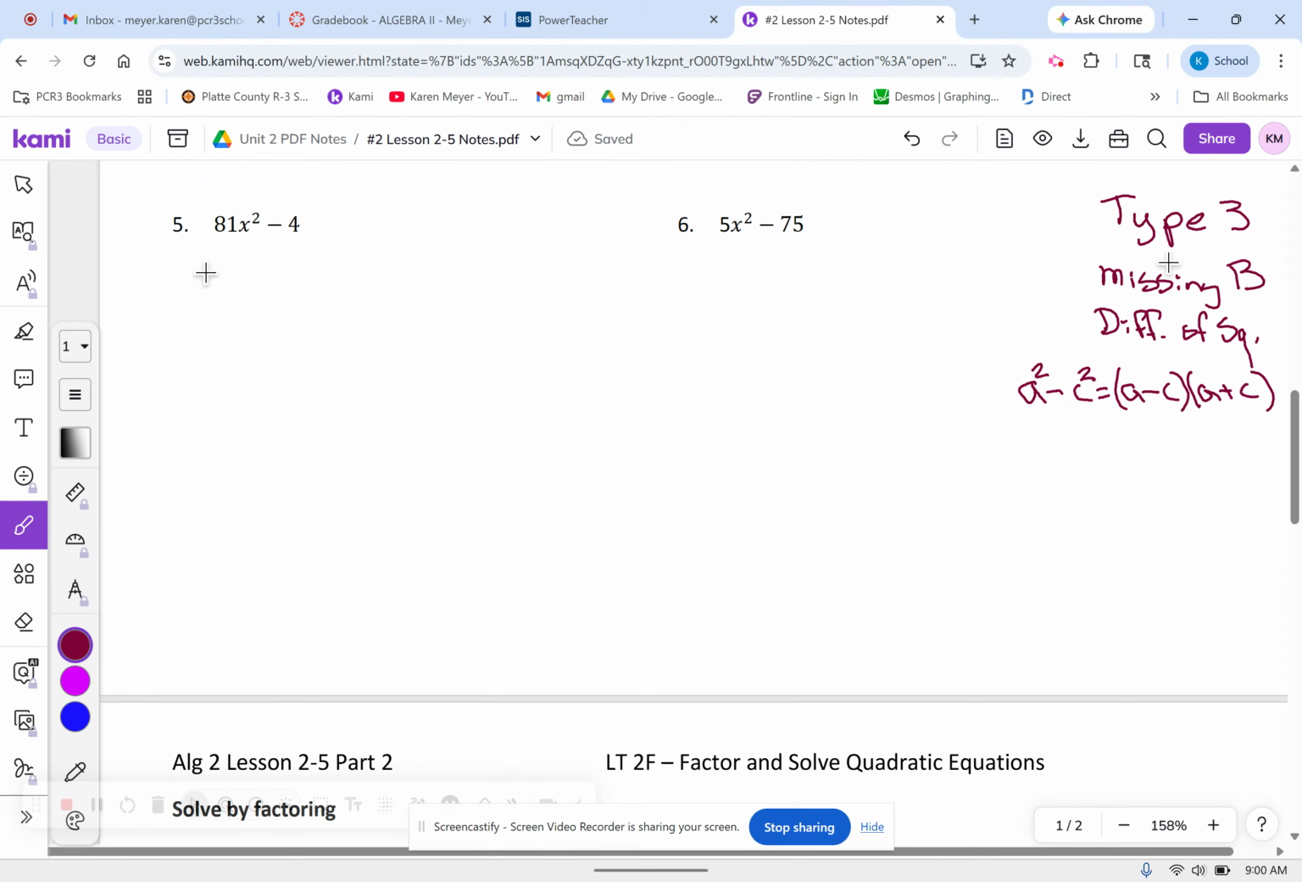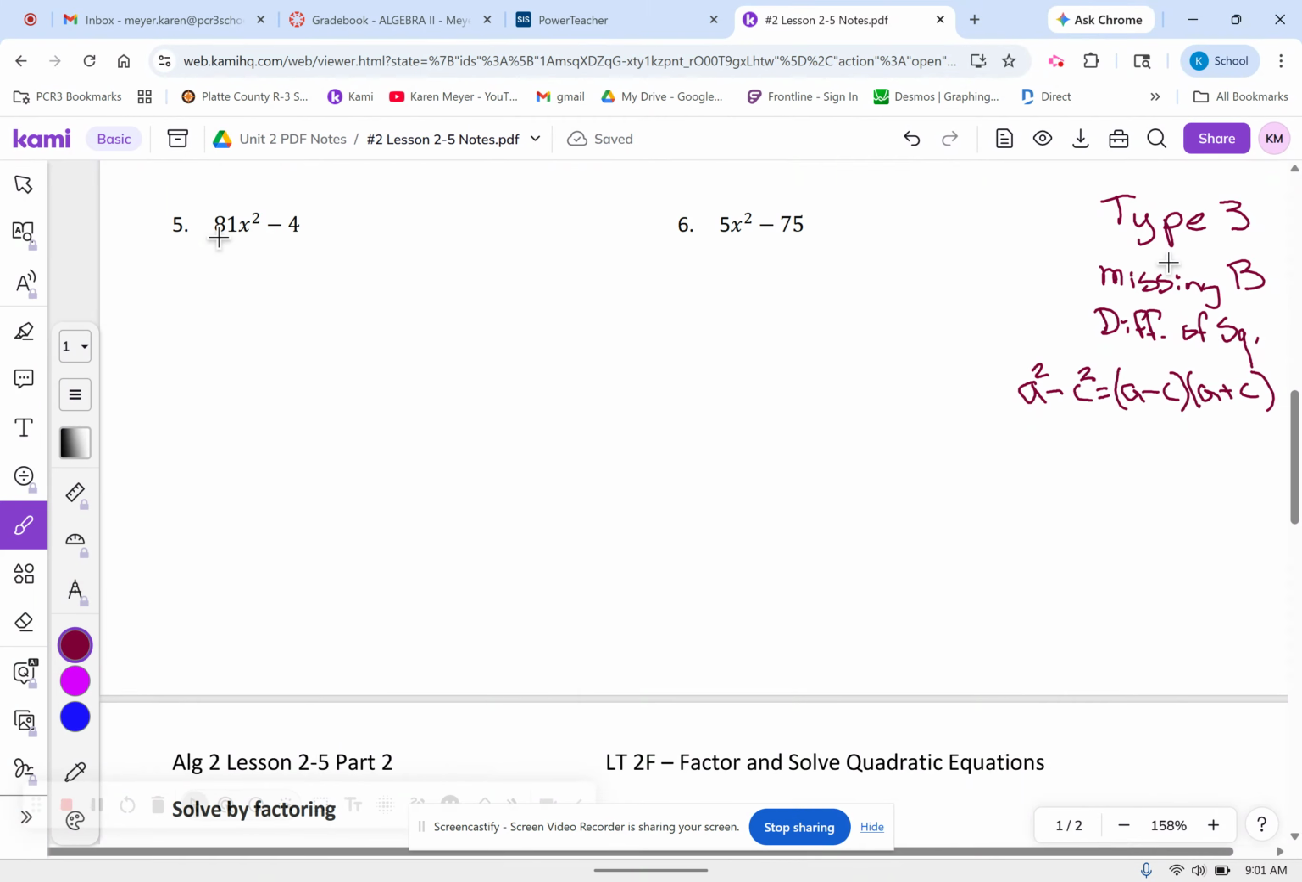81 and 4. Nothing goes into 81 and 4. Okay, and we notice that we're missing a b because it has an ax squared, but no bx. It has a plain number c. So it puts us into this category. Okay, and now what you want to do is you want to think what times itself is 81, because you notice here it has a and a, that's the same. So what times itself is 81?